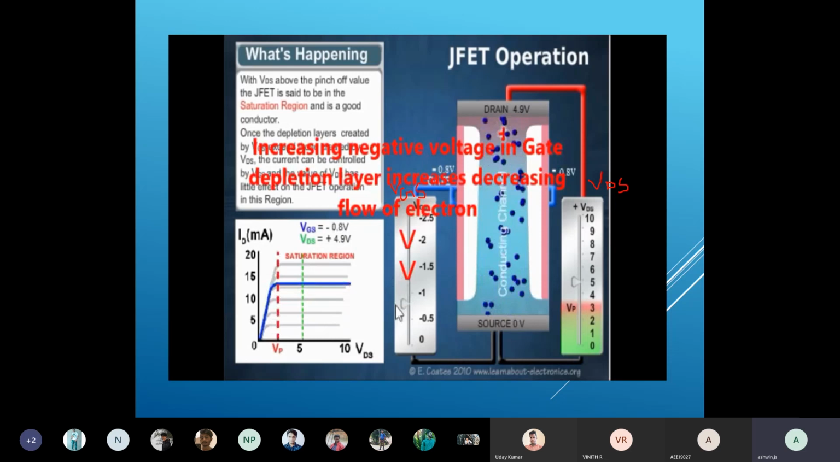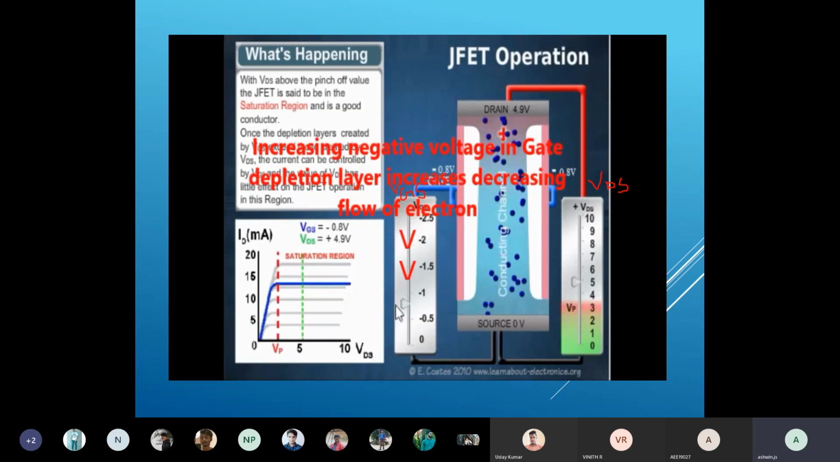If I give a gate voltage towards positive, I can make the current flow. So the thing is, for an N channel transistor, if the gate is positive, more current will flow. If the gate is negative, the amount of current flowing is reduced.